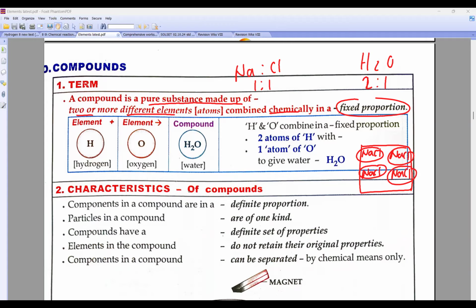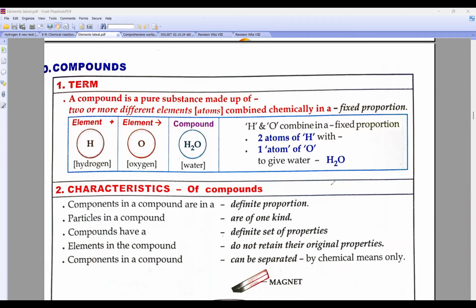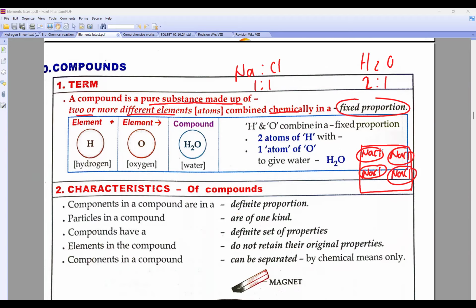Characteristics of a compound: in a compound, elements do not retain their original property. They are in definite proportion. They are of one kind. Just now we did, na beta, all of them are one kind or not. Look, NaCl, NaCl, NaCl. If I give you a glass of water, it will be H2O, H2O, H2O only. Definite proportion. Are of one kind. They do not retain their original property.